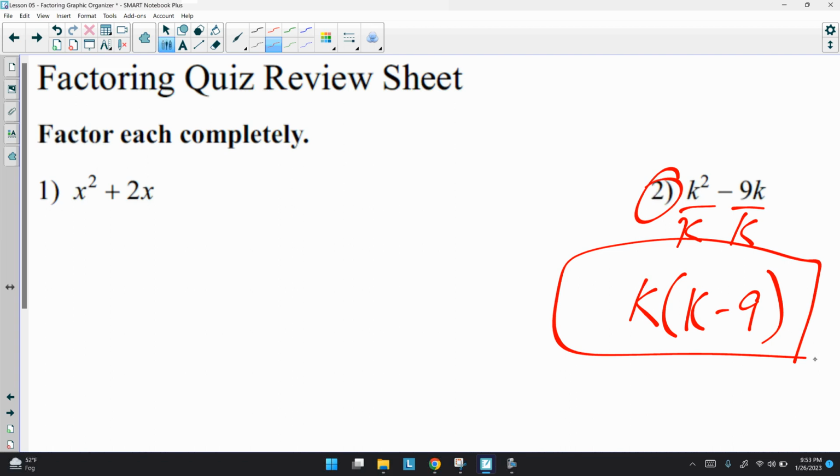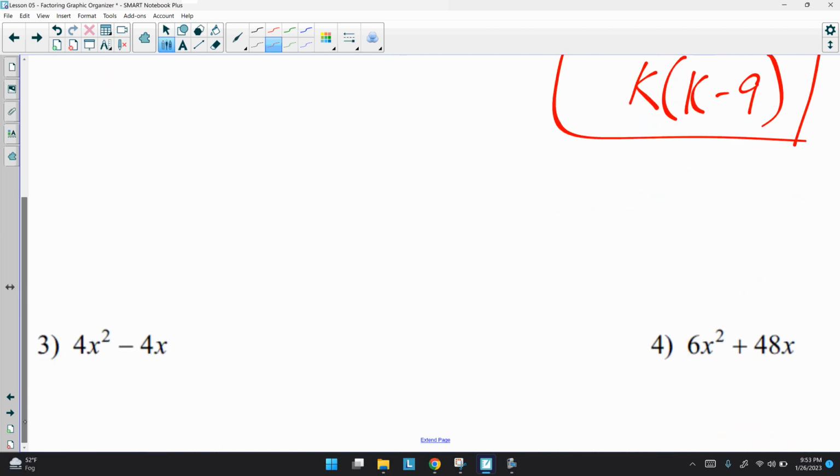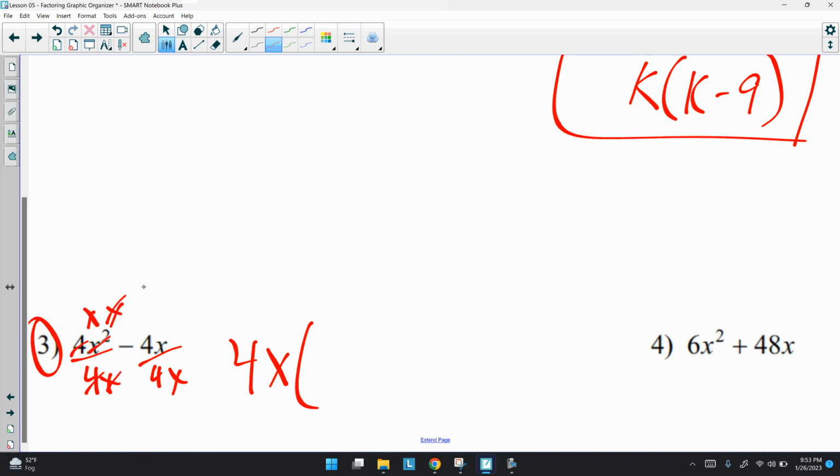Let's look down here. Anything special? I'll do 3 real quick. It ain't gonna hurt. I know I can take a 4x out of everything. So 4x. Let's see. 4 cancels. X. Remember, it's like there's 2 x's there. So one of those cancel. One of those cancel. We'll just have x. So x and anything divided by itself is 1. Bing, bang, boom.